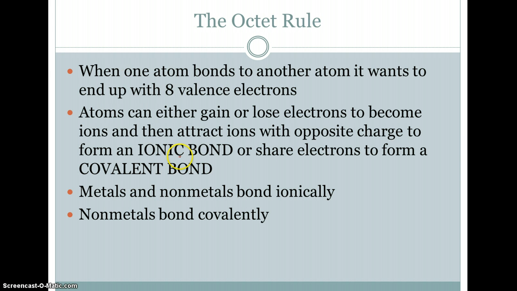Now, when things bond with each other, they follow the octet rule, which means they want to end up with 8 valence electrons. And they can do that 2 ways. They can either gain or lose electrons to become ions, and then ions with opposite charges attract each other to form an ionic bond. Or 2 atoms can share electrons to form a covalent bond. Now, metals and nonmetals generally bond ionically, meaning they become ions. Nonmetals tend to share their electrons and bond covalently.